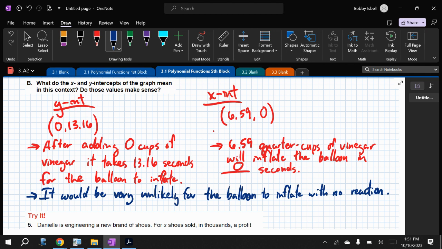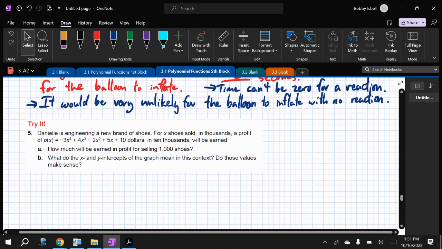So that's what it means to us, that that doesn't make sense, that time can't be 0 for a reaction. We know it's going to take at least some part of a second to make that happen. So there we've found the intercepts that we talked about yesterday with just plain equations, and we've applied it to a situation. And here, we decided, hey, common sense tells us this really doesn't make a lot of sense. So that tells us, hey, that's probably not the right equation.